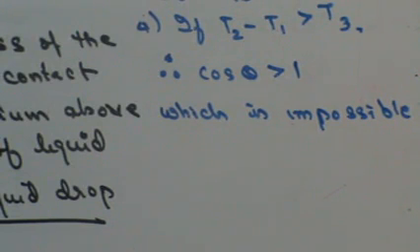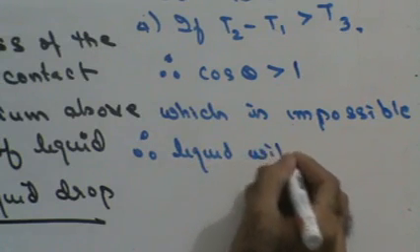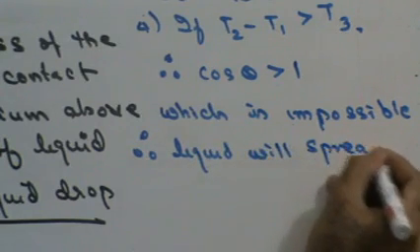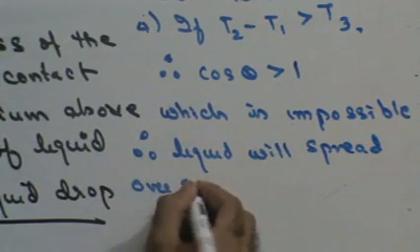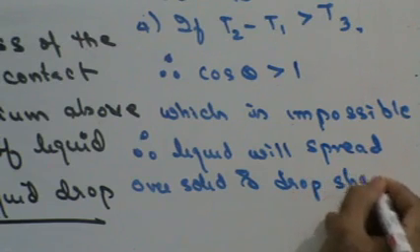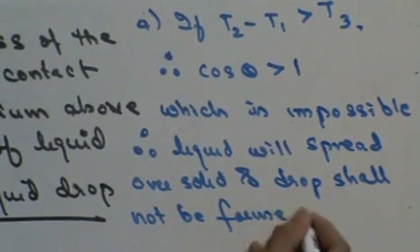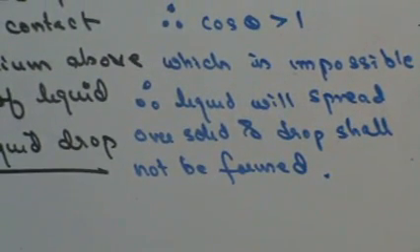In which case, if T2 minus T1 becomes greater than T3, then the liquid shall spread over the surface of the solid and the drop shall not be formed. Therefore, the liquid will spread over the solid and the drop shall not be formed. Those are the four different types of drops that you can have.